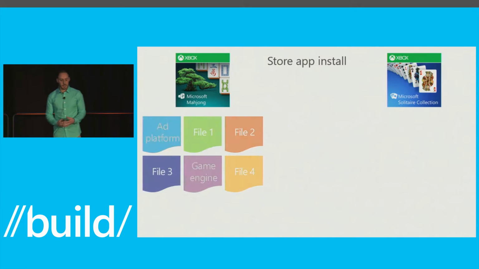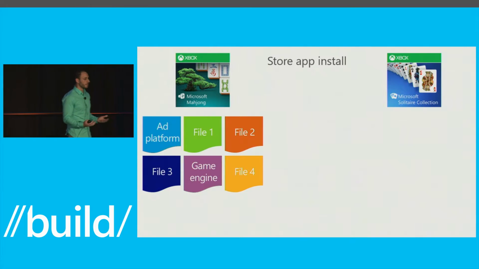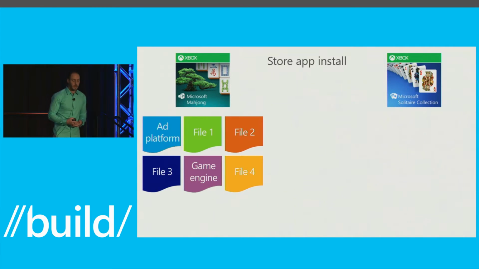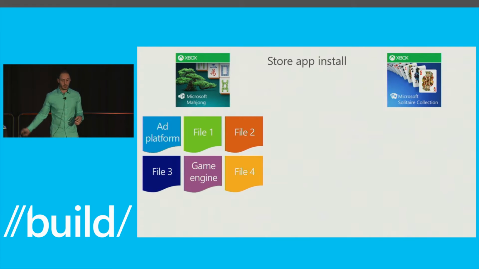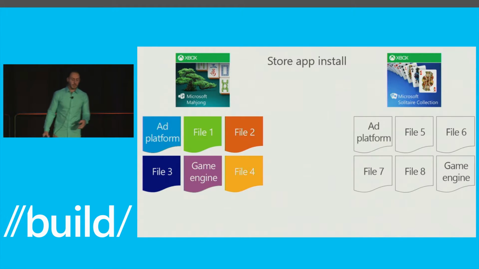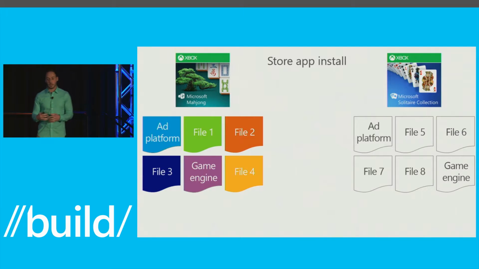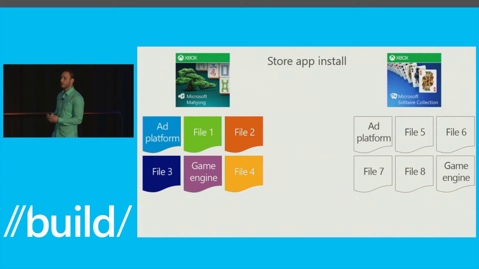So the first thing I do is I install Mahjong. Mahjong brings down several files, an app platform, and a game engine. The next thing I do is install the Solitaire app. So I hit install. One thing that I overlooked and didn't mention as part of the previous install was that during the install itself, we bring down a file called the block map. This is something that I alluded to earlier during the first part of the presentation.